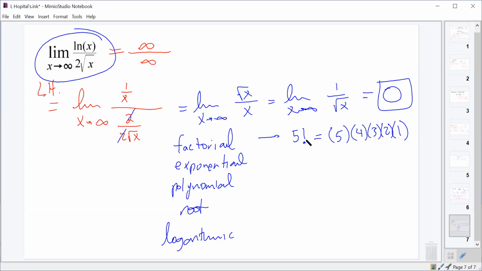Not really. Right? 5 factorial means 5 times 4 times 3 times 2 times 1. Or 100 factorial, 100 times 99 times 98, and so on. This will increase more quickly than exponential, but you don't need to worry about this.